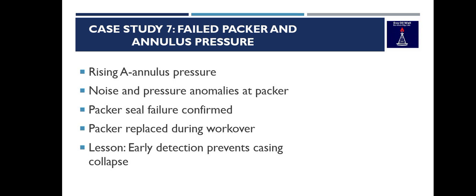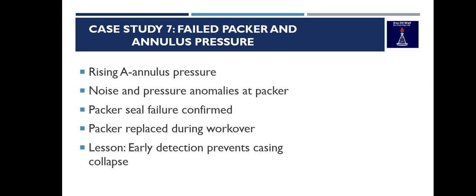Case study number 7, failed packer and annulus pressure. Rising annulus pressure with noise and temperature anomalies indicates packer seal failure. Have you seen a packer before? Try and identify one. Rising annulus pressure, noise and temperature anomalies at the packer confirmed seal failure, and the packer was replaced during workover.